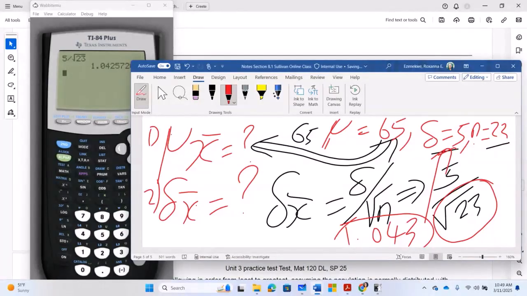And standard error is called the standard deviation of the mean of means. Mean of means is the same as central limit theorem. So I don't want you to get confused when we start talking about mean of means or central limit theorem. They are the same anyway.